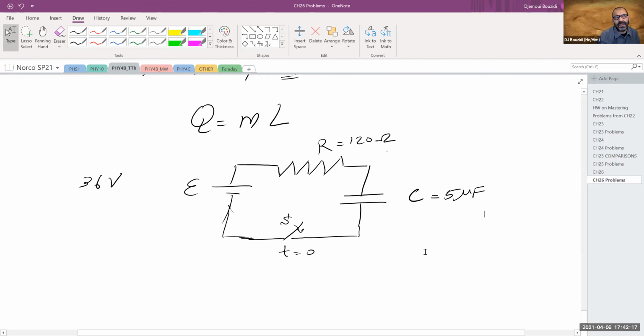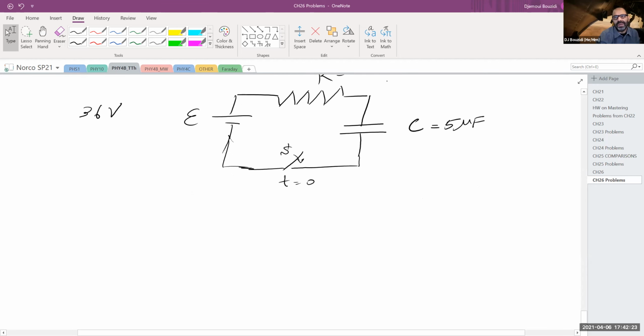Sig figs play a major role when we're doing problems online, okay? Especially when we're doing exams online, and I think the second exam is going to be online. So please pay attention to the sig figs, okay? In this case, there are 3 sig figs everywhere in here. So the switch S is closed at t equal to 0, when the voltage across the capacitor is 8 volt.